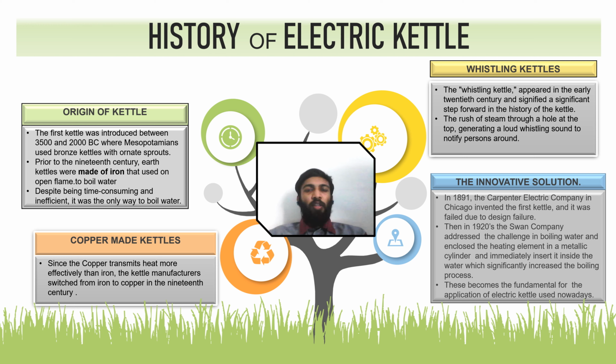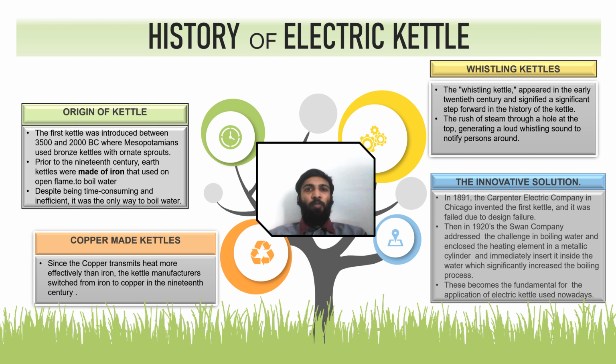In the early 19th century, the kettle was made of iron and used an open flame to boil the water, but the method was ineffective and time consuming. After that, the kettle was made of copper, as copper can transmit heat more effectively than iron. In the early 20th century, the whistling kettle emerged in the market, which was a significant step in the history of the kettle.